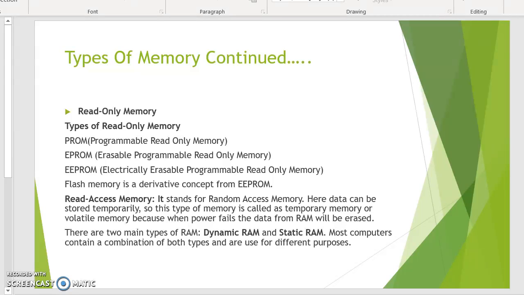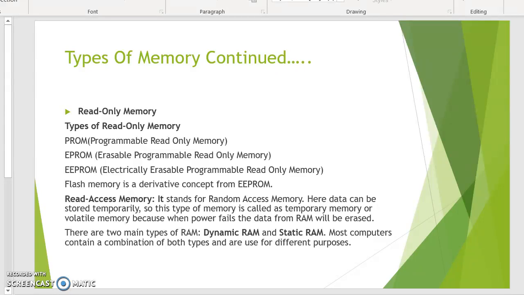Here data can be stored once and read many times. Once the chip has been programmed, the recorded information cannot be changed. That is for PROM, which is one example of the read-only memory.